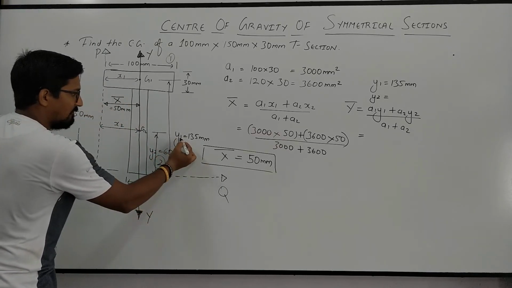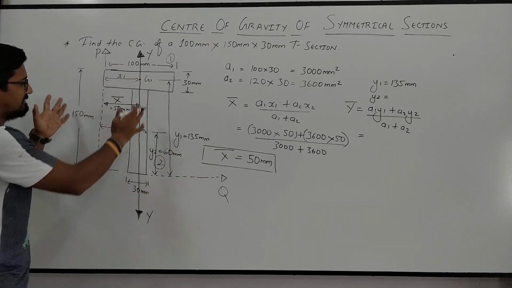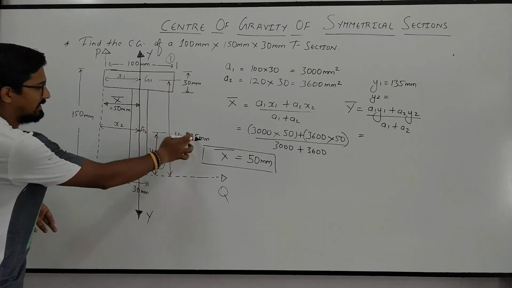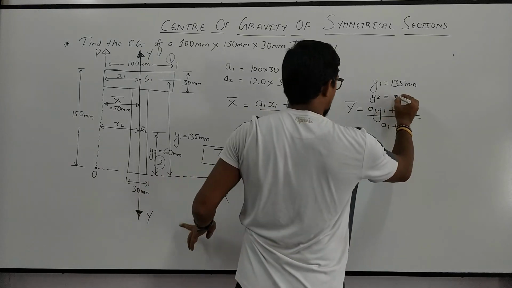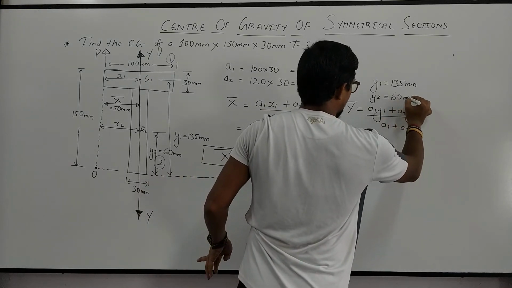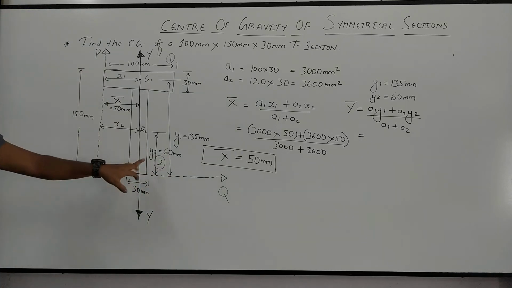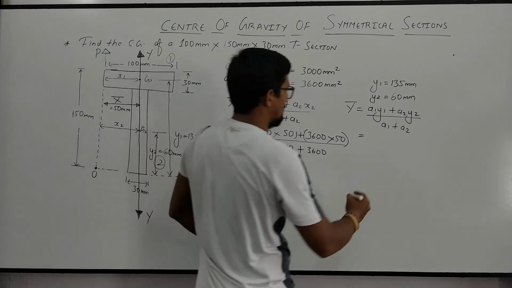So we got the values of y1 and y2. Earlier we got the values of x1 and x2. Similarly, by using geometry, now we are getting y1 and y2, which are 135 mm and 60 mm. So y2 is coming out to be 60 mm, 120 divided by 2, 60.